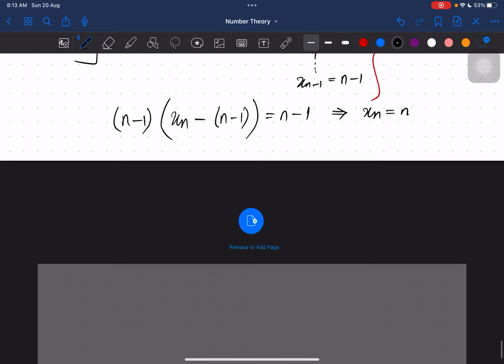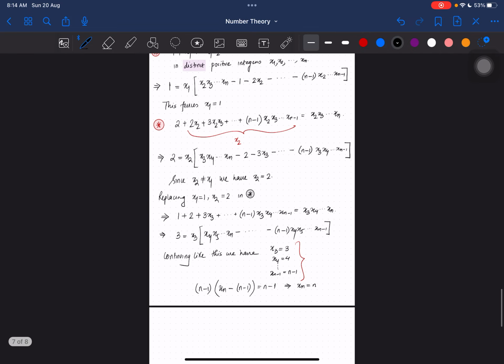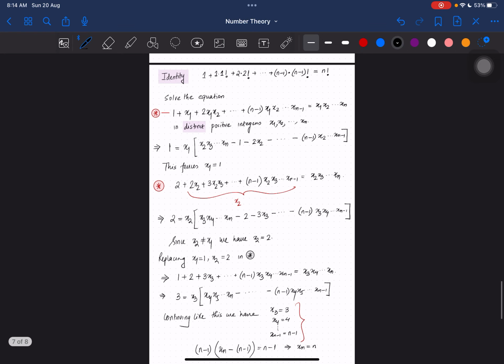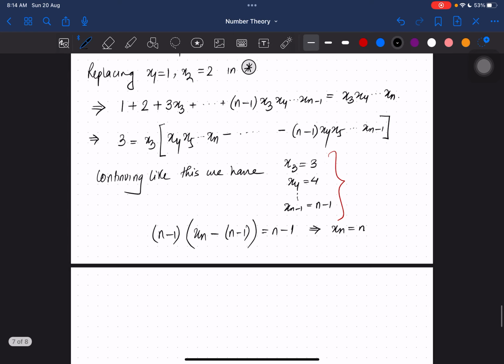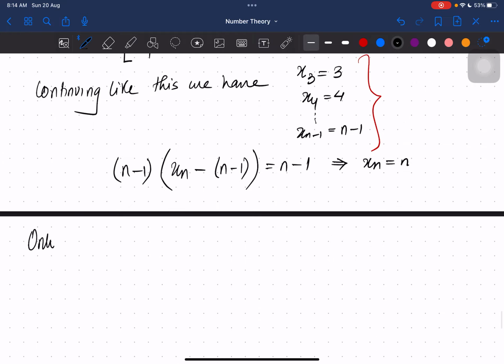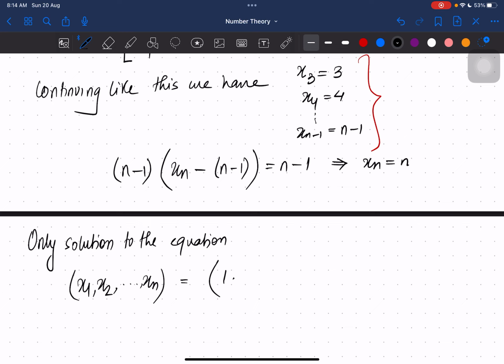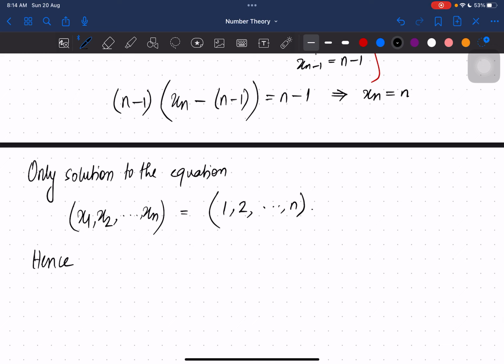So I get the only solution to this equation. So the only solution to the equation star is that x1 is 1, x2 is 2 and up to xn is n. So they have to be distinct and positive. So 1, 2 up to n. And so hence our starting identity actually follows.